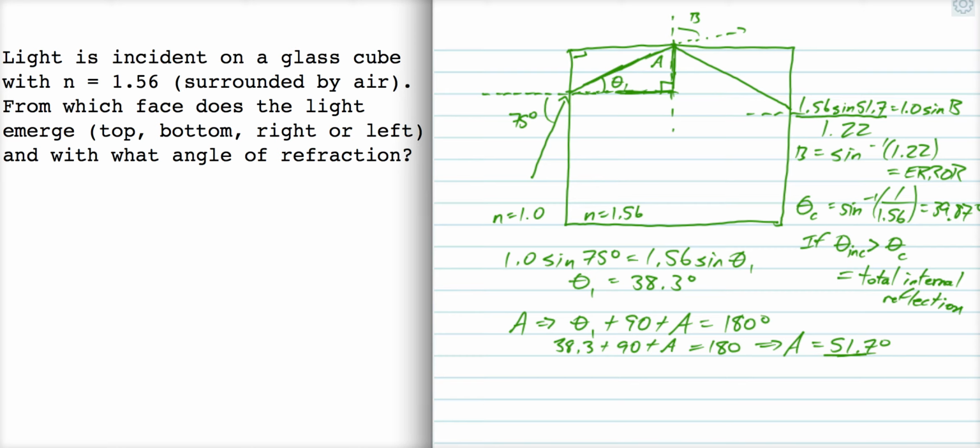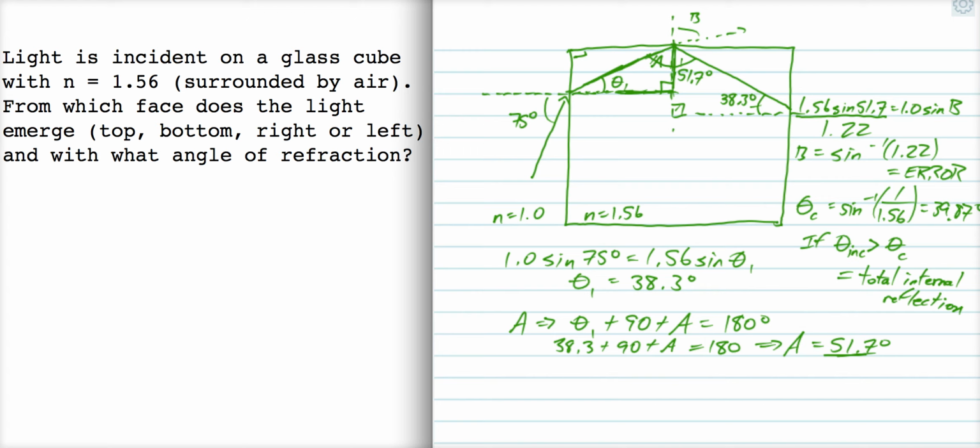Now, that means that this angle here is also 51.7, which means that this angle over here is 38.3 again. Right? We have the same math here. That is, these three angles here, here, and here have to add up to 180 degrees. And these two angles have to be the same, right? A has to be 51.7 because the law of reflection tells us that.